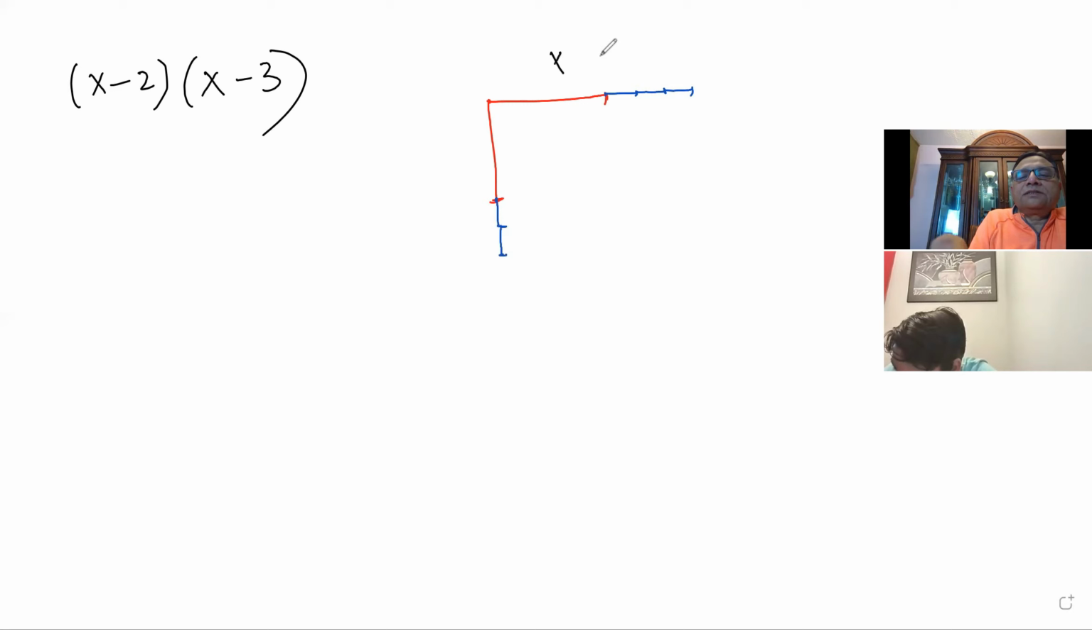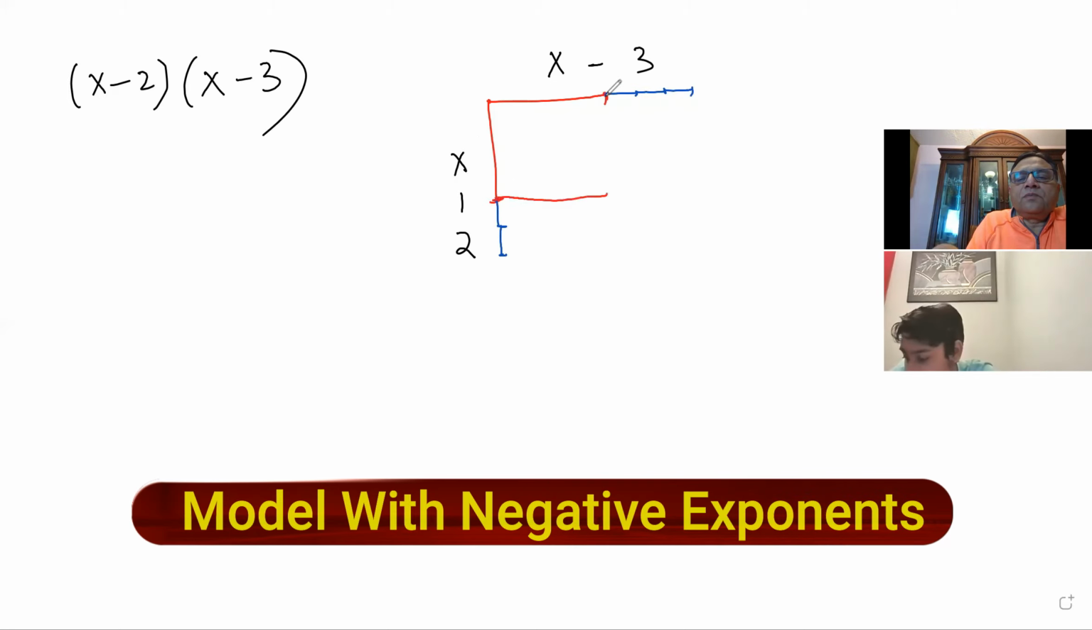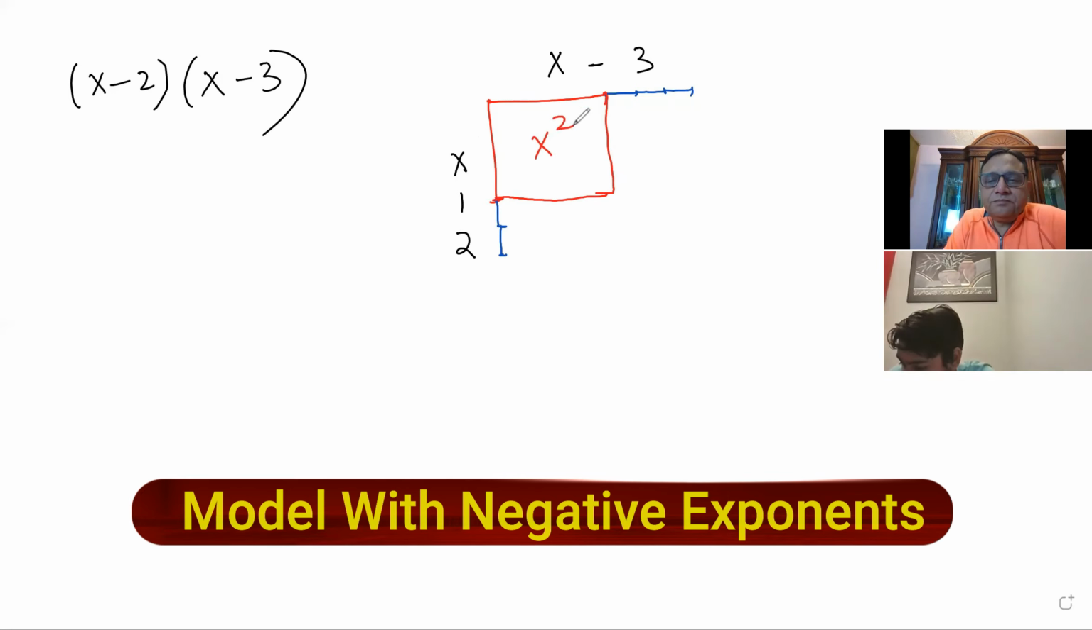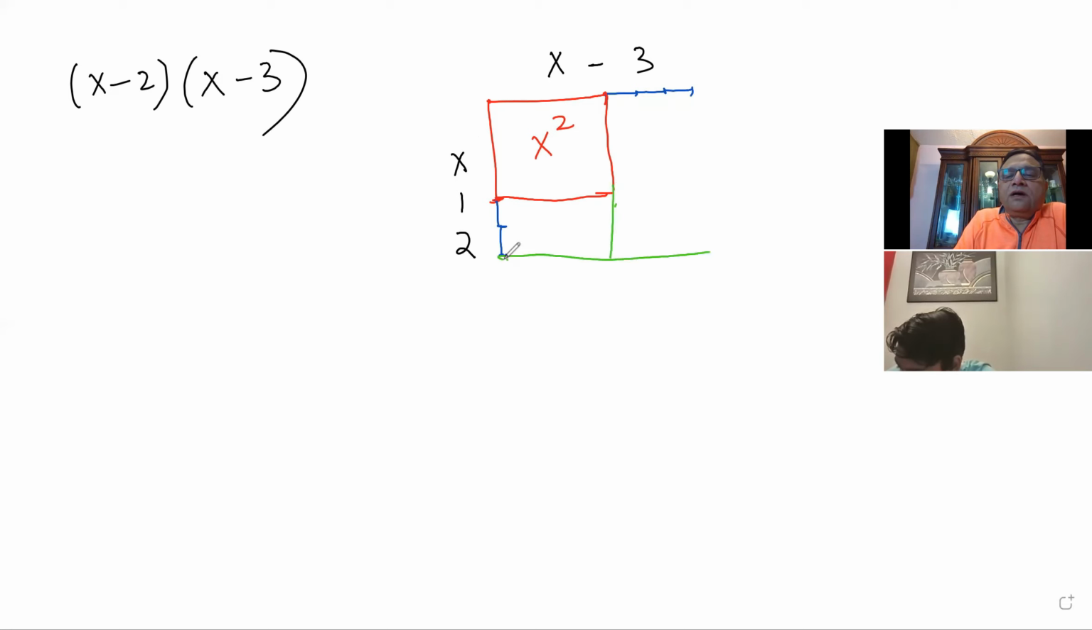So that is my x minus 3, and this is my x minus 2. Okay. So I'm going to now combine. So when I have two sides as positive, clearly this is x squared. So let me just draw a neutral color here so that we have our rectangle. We'll color it later.